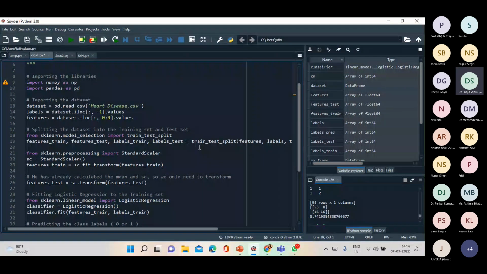This train test split, you can take from the previous program, line number 18 and 19. This is similar to the previous program. Then you can move to line number 21 to 23. We learnt from here that feature scaling.